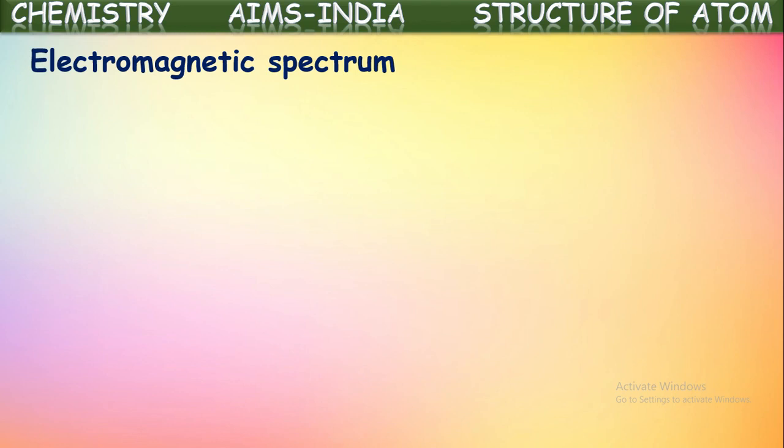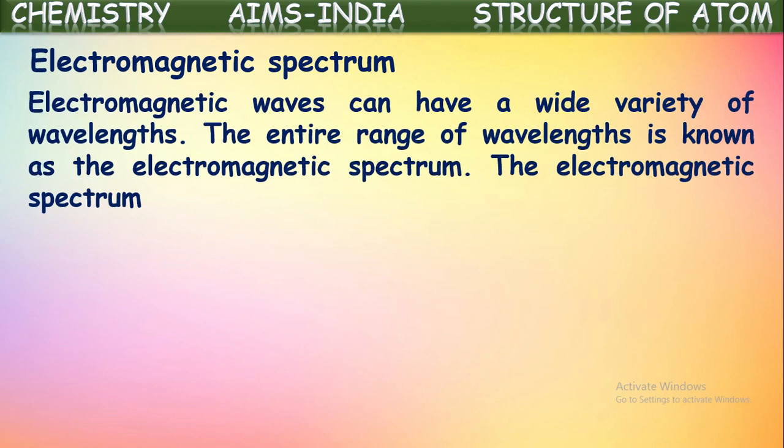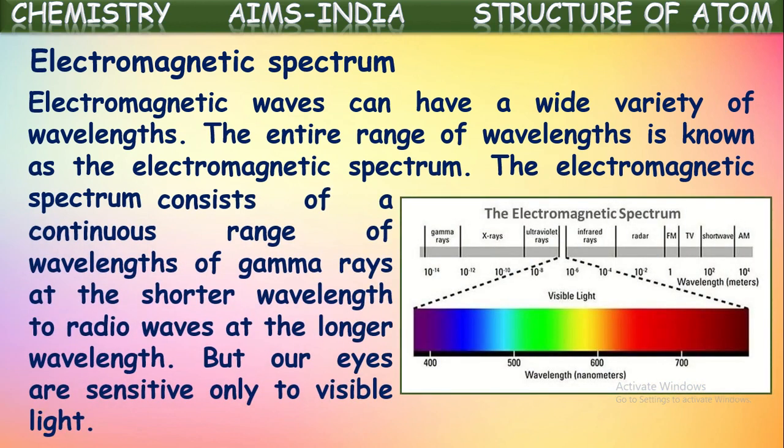So, the electromagnetic spectrum. Electromagnetic waves can have a wide variety of wavelengths. Yes, we told this already. Different waves are characterized by different wavelengths. The entire range of wavelengths is known as the electromagnetic spectrum. If all the different ranges of wavelengths are written together, that is called the electromagnetic spectrum. The electromagnetic spectrum consists of a continuous range of wavelengths, from gamma rays at the shorter wavelength to radio waves at the longer wavelength.